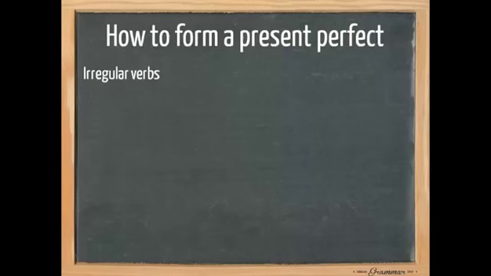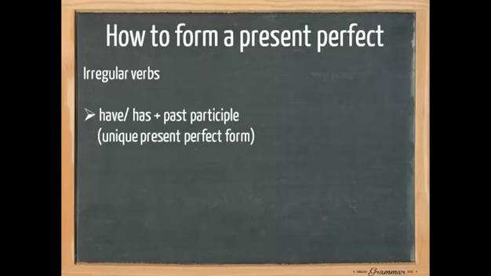Now let's have a look at the irregular verbs. For the irregular verbs, we also use the auxiliary verb to have and the past participle, but for the irregular verbs, the past participle has a unique present perfect form. Take a look at the examples.